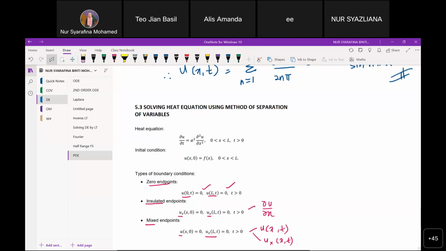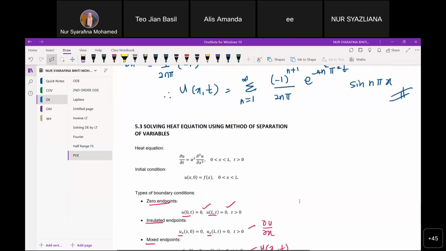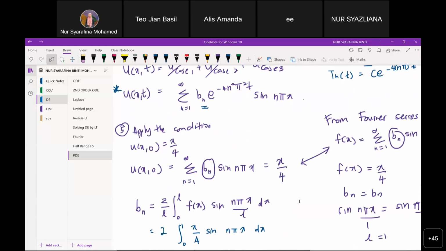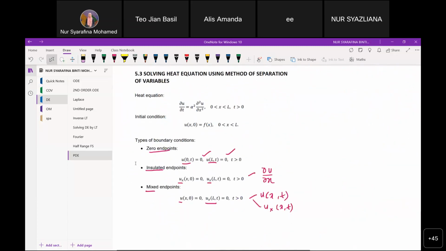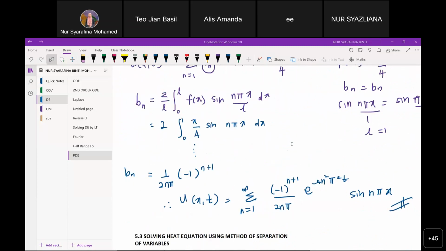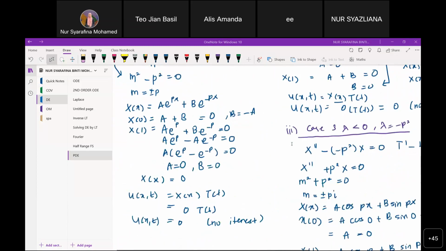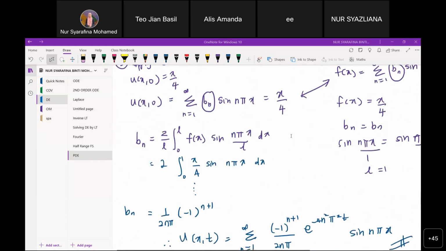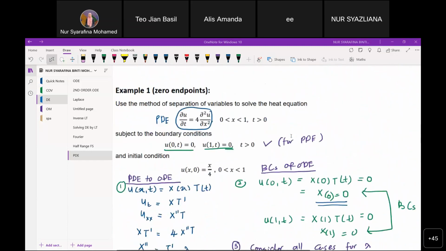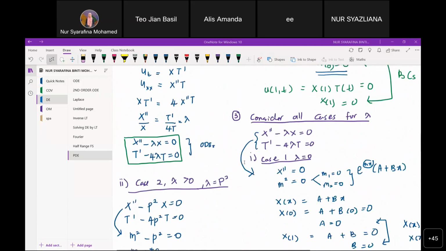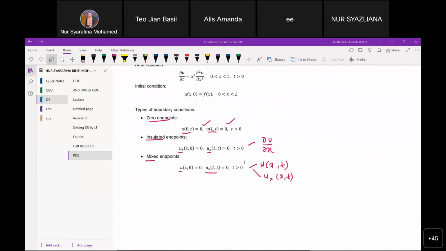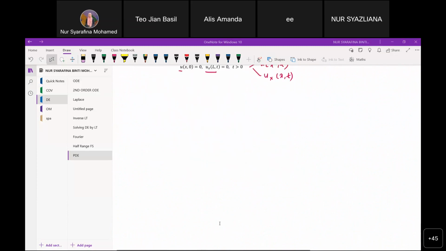So the example that I have shown earlier is 0 endpoints. Even though there are three types of boundary conditions here, the steps of finding the solution are all the same. So now we have discussed 0 endpoints in example 1 here. As for today, let's discuss the second example. All examples here use the same process.